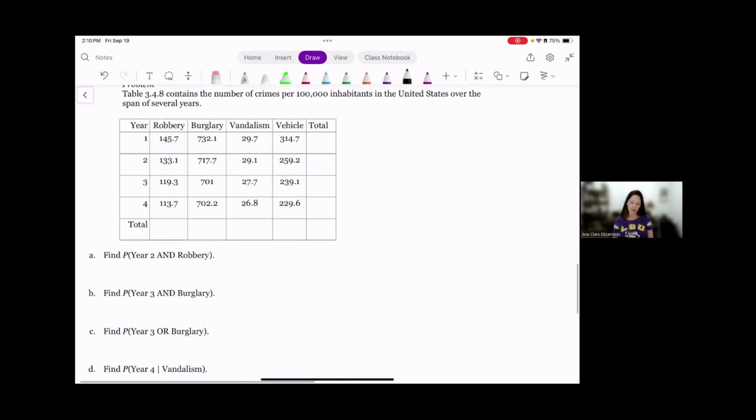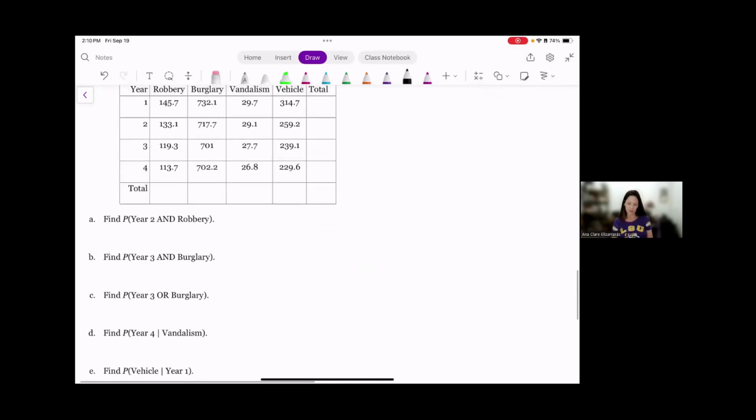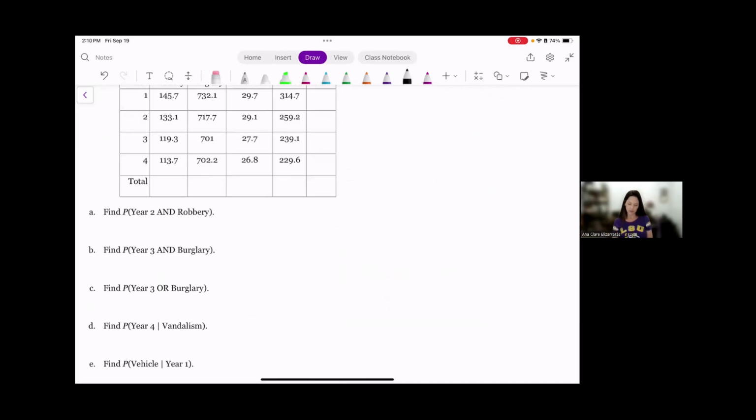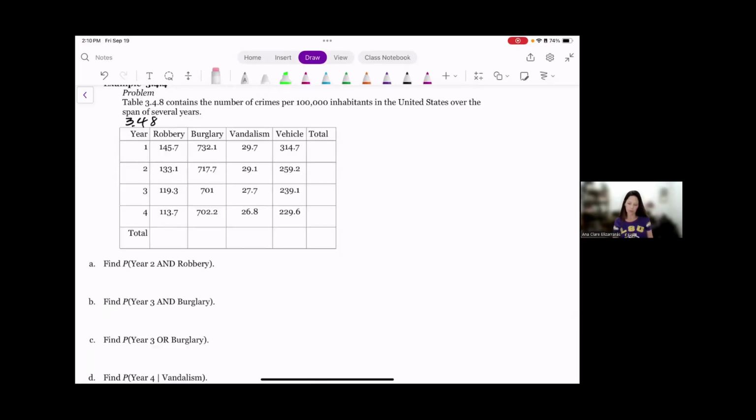Table 3.4.8, that's this one right here, contains the number of crimes per 1,000 inhabitants in the United States over the span of several years. Okay. I want to fill in the table first, but then I want to find some probabilities. I'm doing and, which is intersections. I'm doing or, which is the general addition rule, where I'm adding unions. I'm doing given probabilities. I need to find my totals.